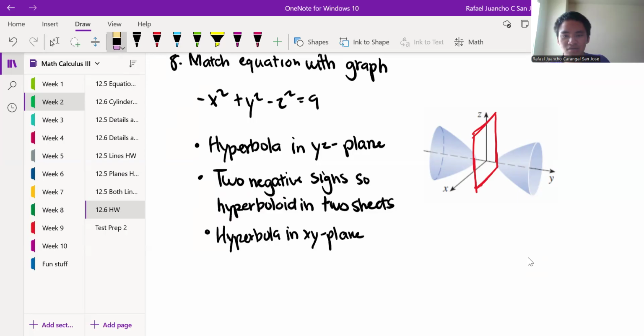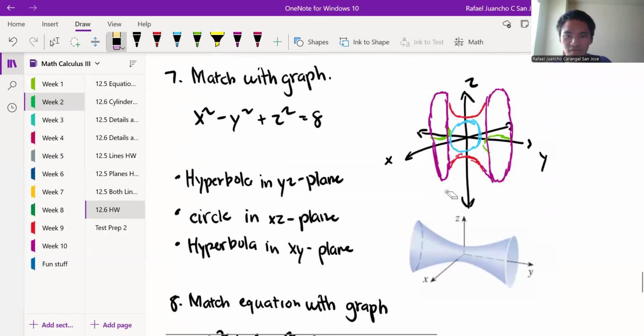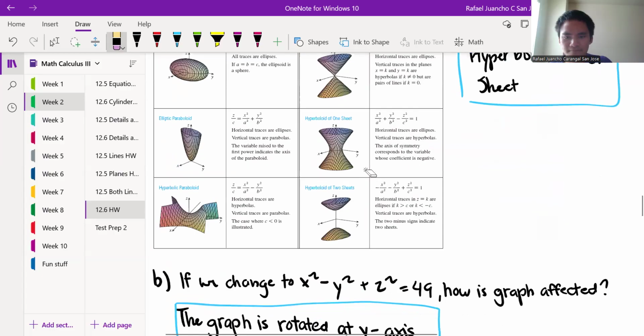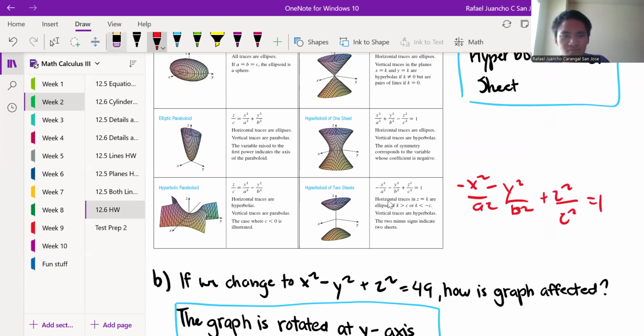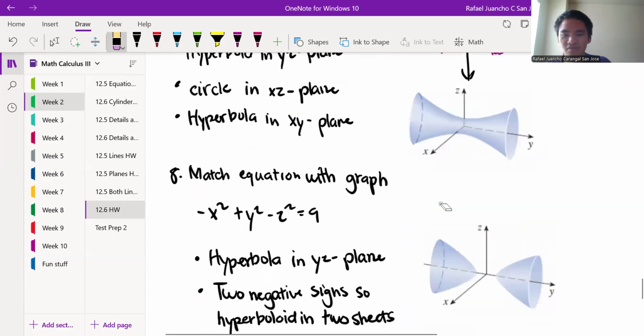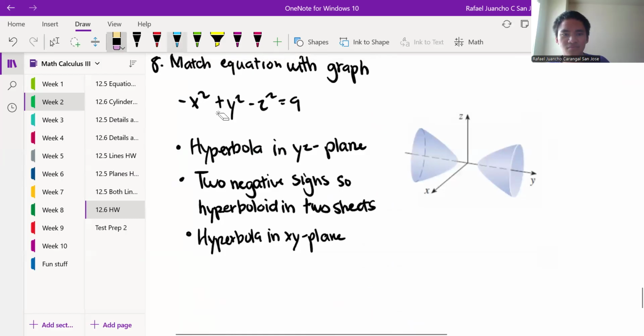Another reason why it's revolving around the y, because y is positive, right? If we look at the table here, I don't know if you guys can see, but here the x and the y are negative, but the z is the one that's positive. That's why it's revolving around the z. But here it should be revolving around the y, because that's the positive one. So it's revolving around this thing.